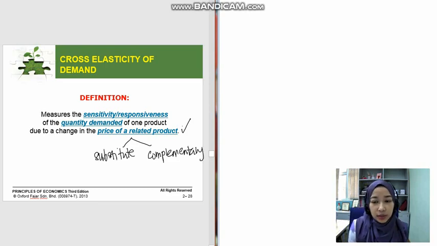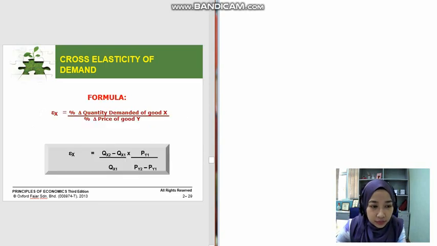And for complementary, what will happen to the demand of product A if the price of product B, which is the complementary product, changes? Okay, so let's look at the calculation first. How can we calculate cross elasticity of demand? We can look at the formula here.